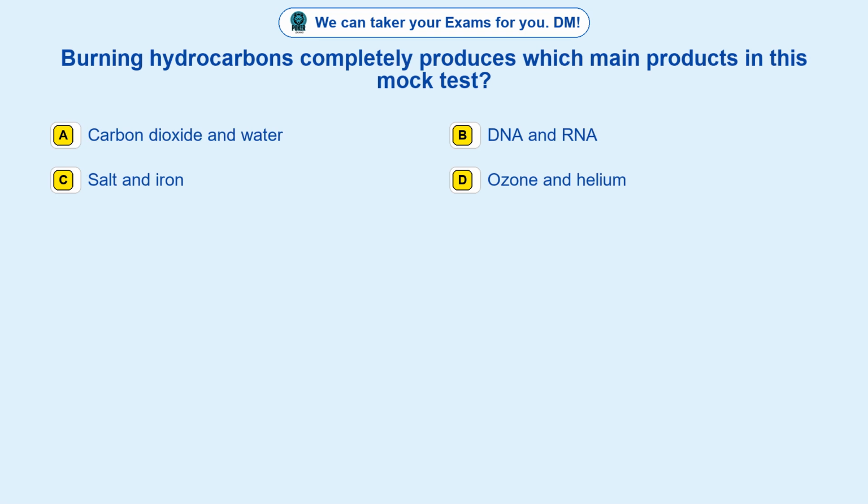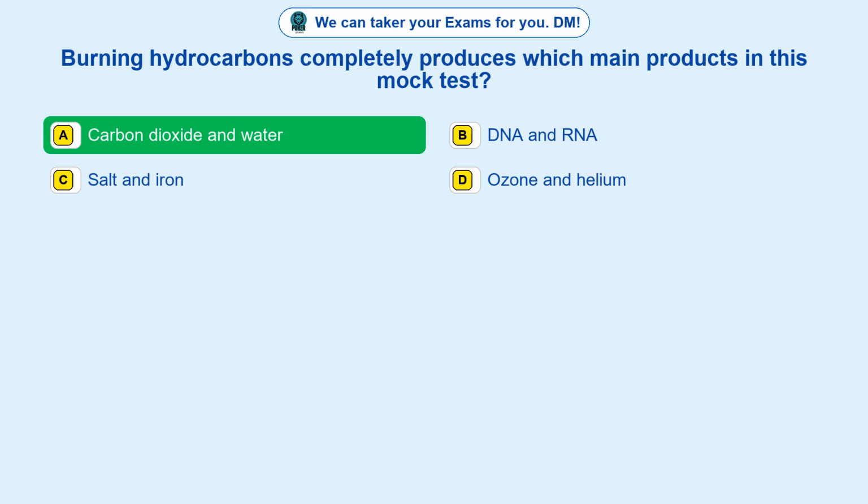Question 55. Burning hydrocarbons completely produces which main products in this mock test? Option A, carbon dioxide and water. Option B, DNA and RNA. Option C, salt and iron. Option D, ozone and helium. The correct answer is option A, carbon dioxide and water.